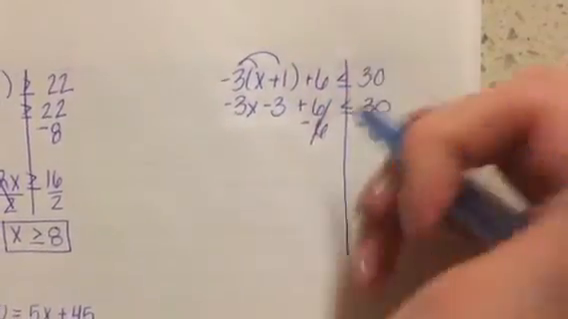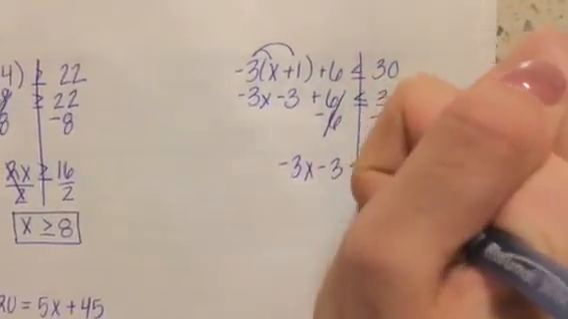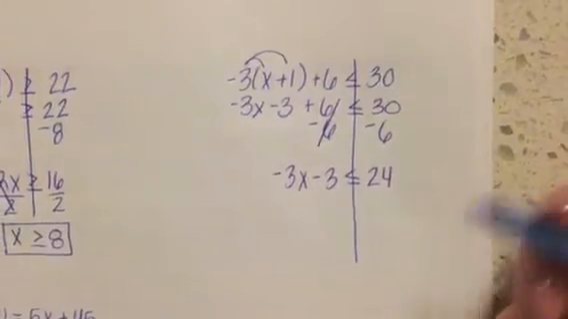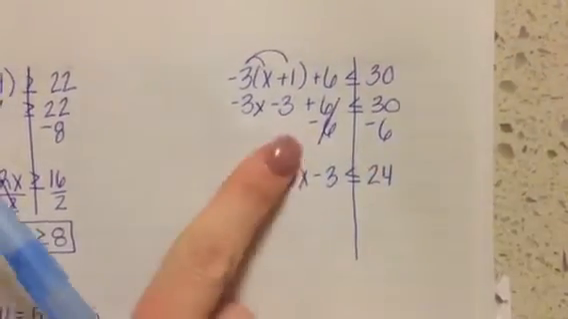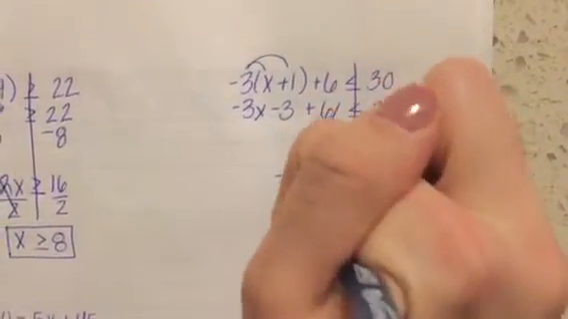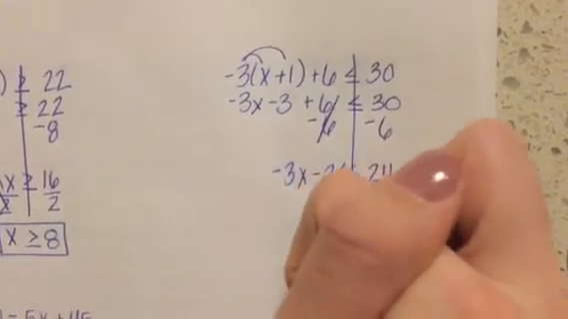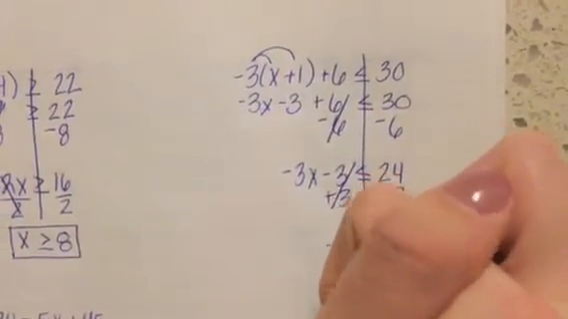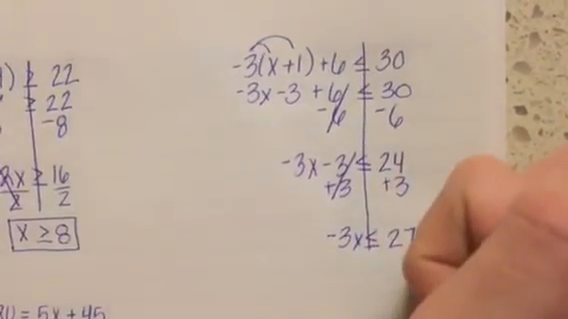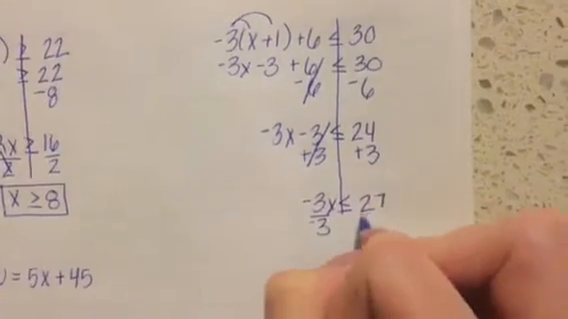My 6's cancel, and I'm left with negative 3x minus 3 is less than or equal to 24. I again want x to stay, so I cover that up and I get rid of my minus 3 by adding 3 to both sides. My 3's cancel, and I'm left with negative 3x is less than or equal to 27. My final step is to divide both sides by negative 3.